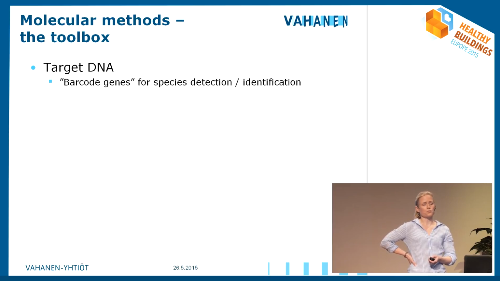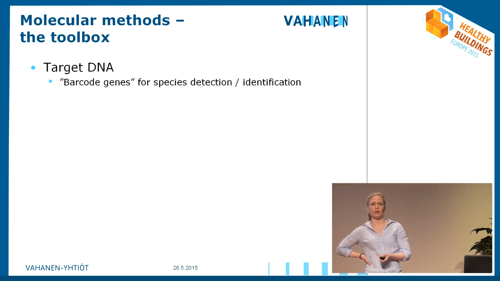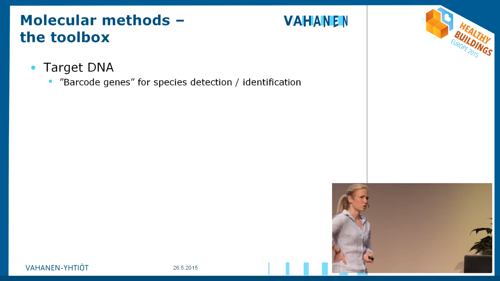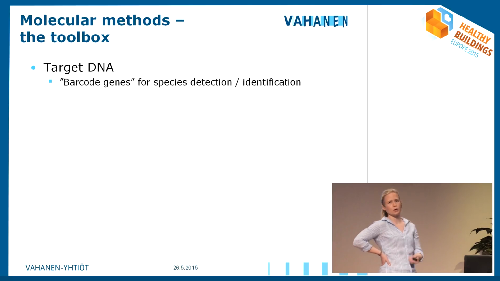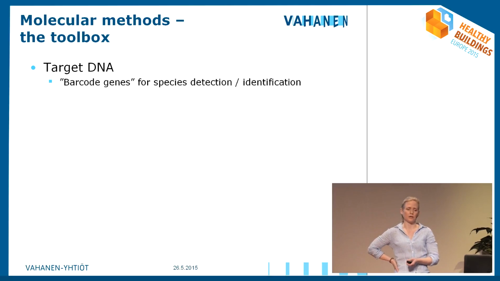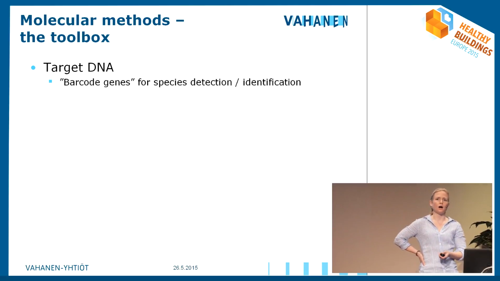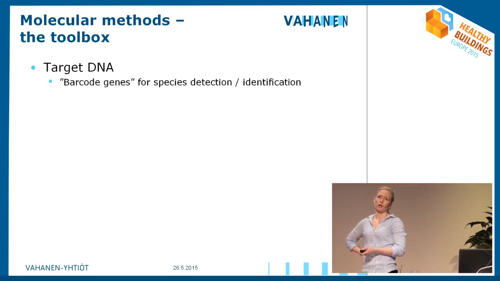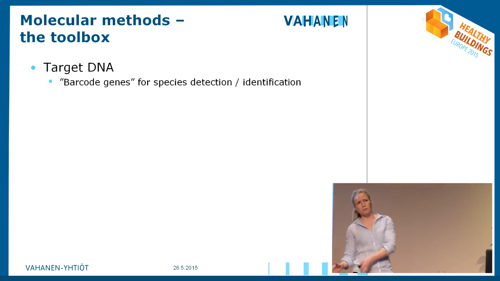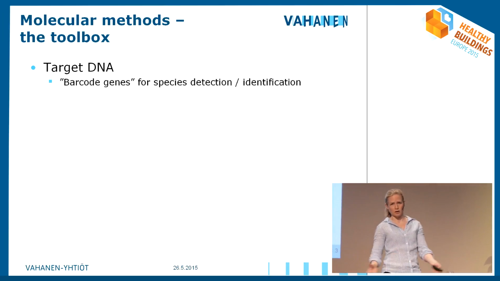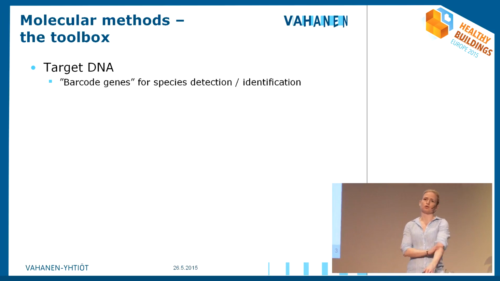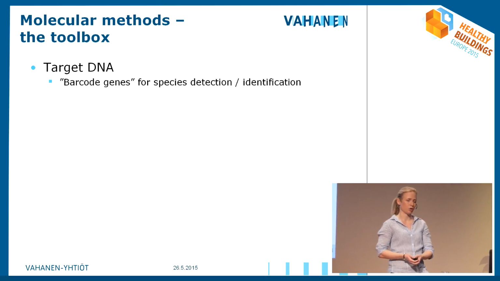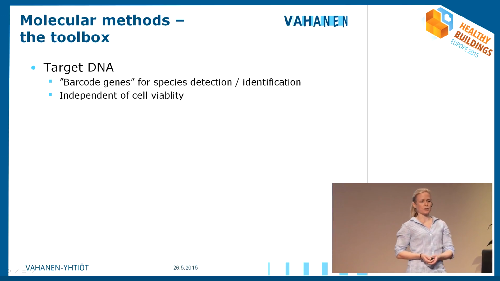So we target the DNA, the hereditary material in all organisms' cells, which contains information about the life form in question. We target so-called barcode genes, which can be used either for detecting a specific organism or identifying various kinds of organisms, because those gene regions contain phylogenetic information of the organisms present there.